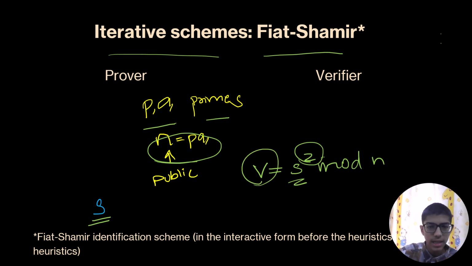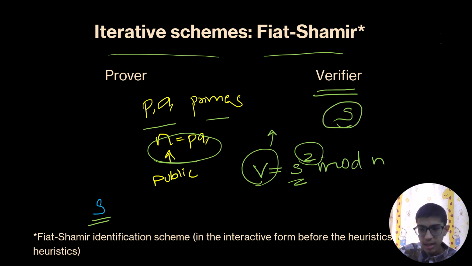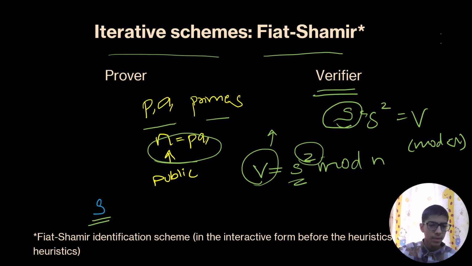Then V is made public. The verifier needs to show that he knows S such that S squared equals V mod n. So this is the basic algorithm for the Fiat-Shamir iterative scheme.